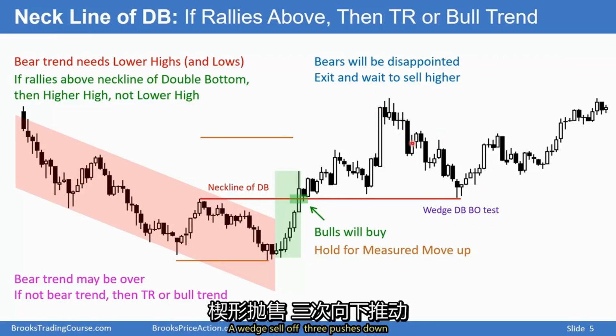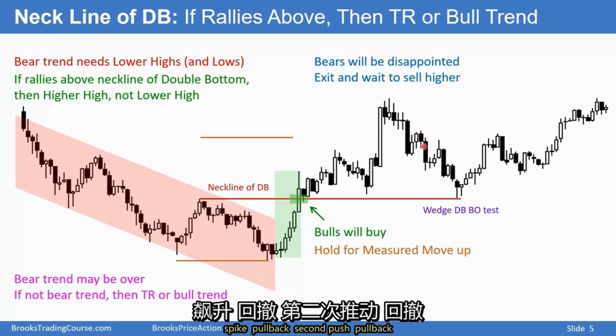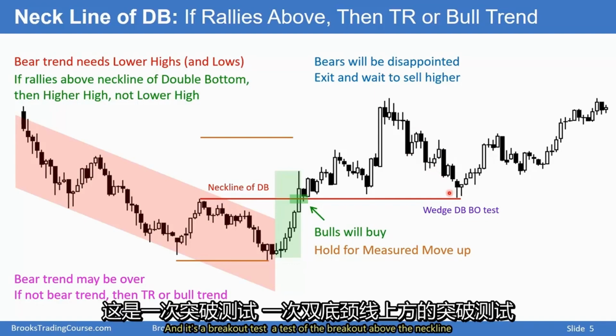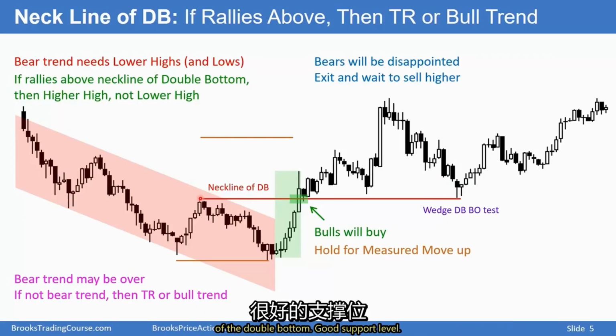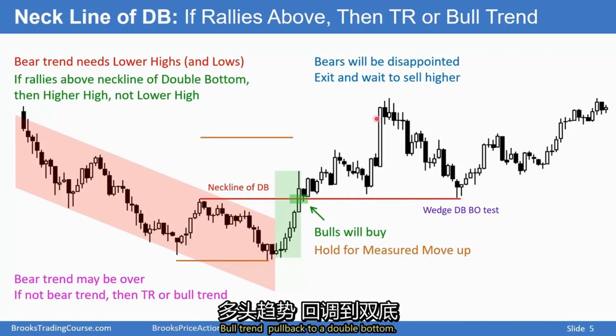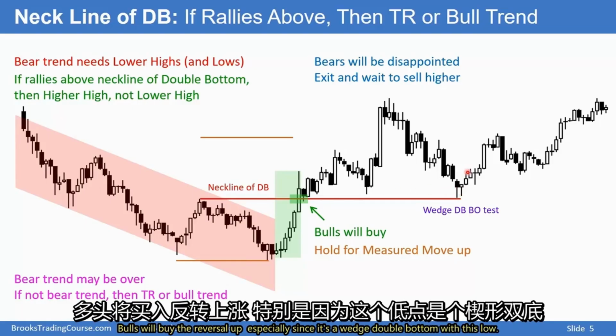A wedge sell-off, 3 pushes down, spike, pullback, second push, pullback, third or fourth push down, 1, 2, 3. And it's a breakout test, a test of the breakout above the neckline of the double bottom. Good support level. It was resistance. The bulls broke above it. It's support here. And it's support again here. So now we have a double bottom, bull flag. Bull trend, pullback to a double bottom. Bulls will buy the reversal up, especially since it's a wedge double bottom with this low.